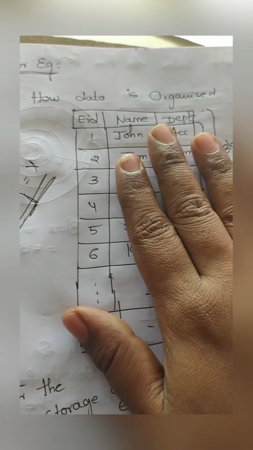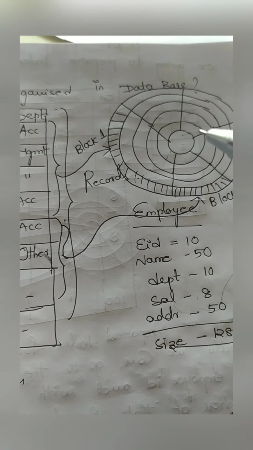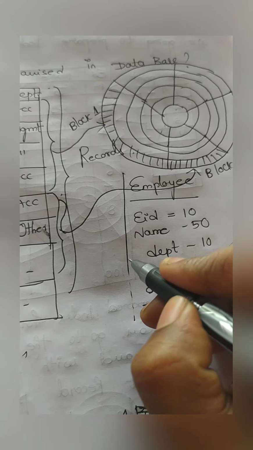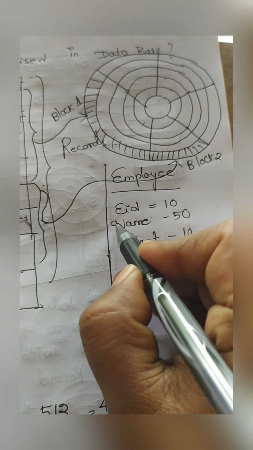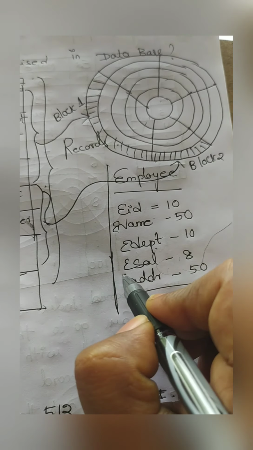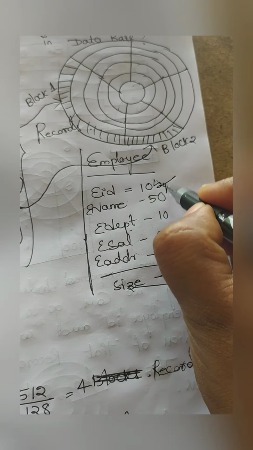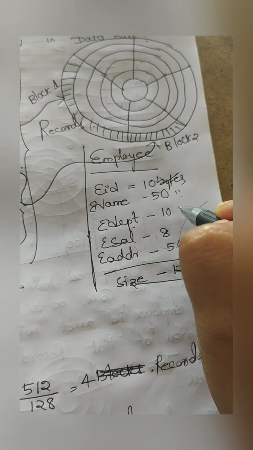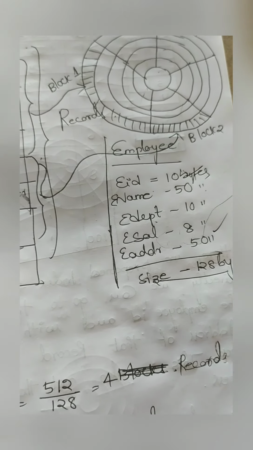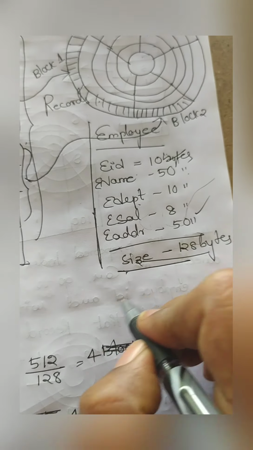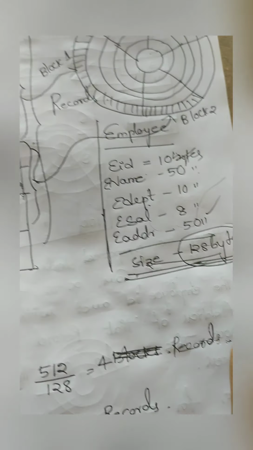These records we have to store on the disk. For example, the employee fields are employee ID, name, department, salary, and address. Employee ID may take 10 bytes, employee name may take 50 bytes, department may take 10 bytes, salary may take 8 bytes, and address may take 50 bytes. So totally one employee record may occupy 128 bytes.